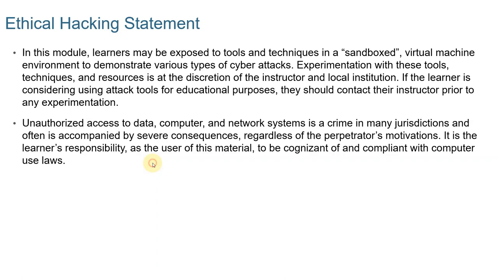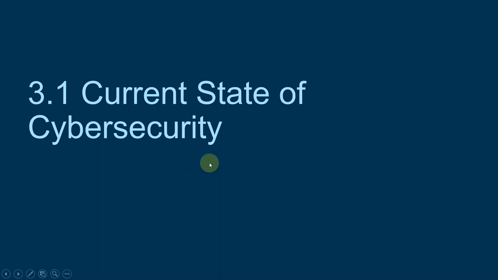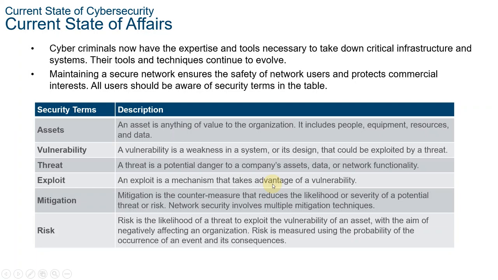Let's start with the first section of part one of the video. Let's talk about the current state of cybersecurity. Cyber criminals now have the expertise and tools necessary to take down critical infrastructure and systems. Their tools and techniques continue to evolve. Cyber criminals are taking malware to unprecedented levels of sophistication and impact. They are more adept at using stealth and evasion techniques to hide their activity. Lastly, cyber criminals are exploiting undefended gaps in security.